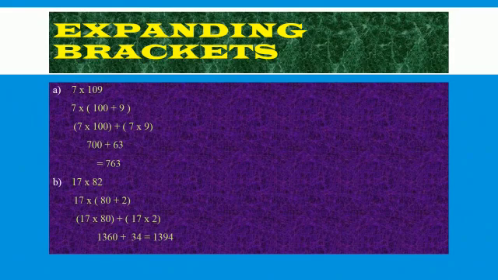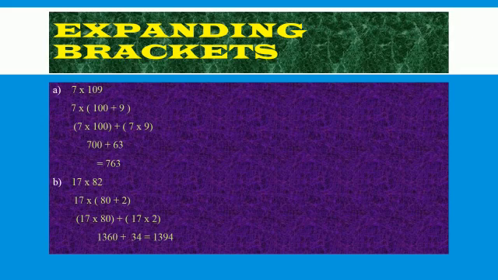Expanding brackets. Now, let us learn to use the bracket according to the situation. First we have 7 into 109. The first number is taken as it is, where 109 can be written as 100 plus 9. The next step, 7 into (100 plus 9). 100 plus 9 will be taken within the bracket.